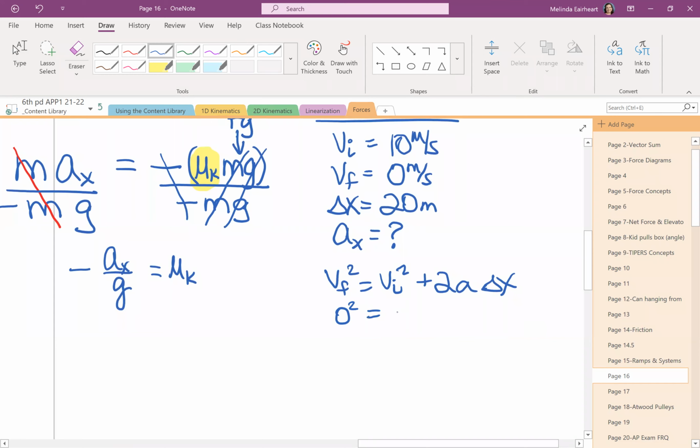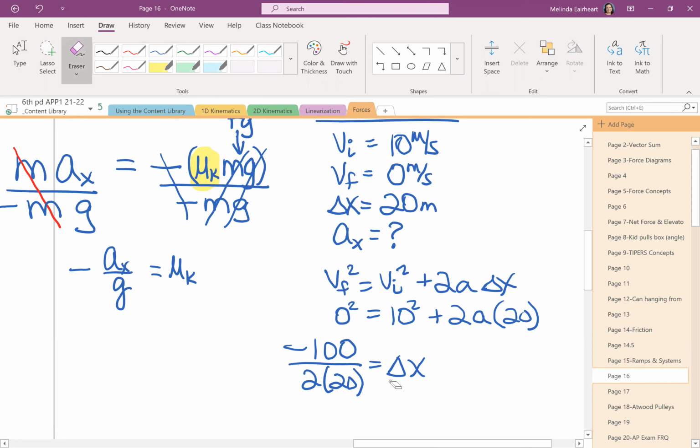So 0 squared. Y'all know the drill here, right? 10 squared is 100. And then we have to subtract it to the other side and divide by the product of 2 times 20. So yes, we will get a negative answer, and that's okay, right? We're moving forward, but we're slowing down. And so what's 100 over 40 or 10 over 4? 2.5. And so now we know the acceleration.